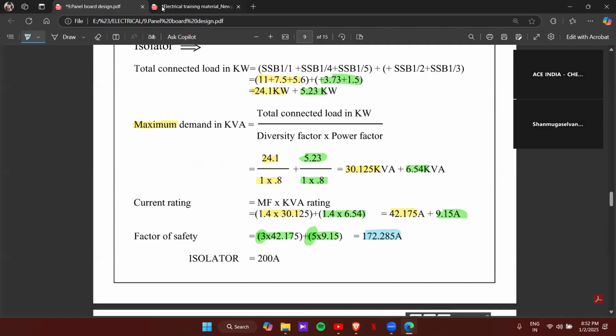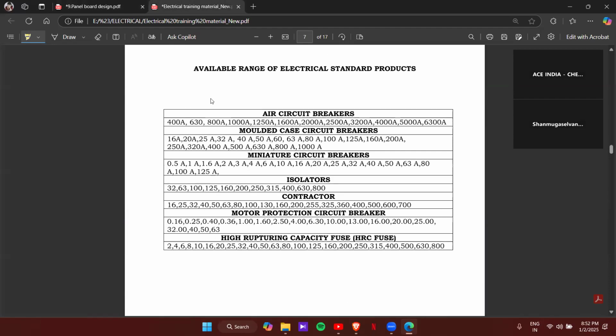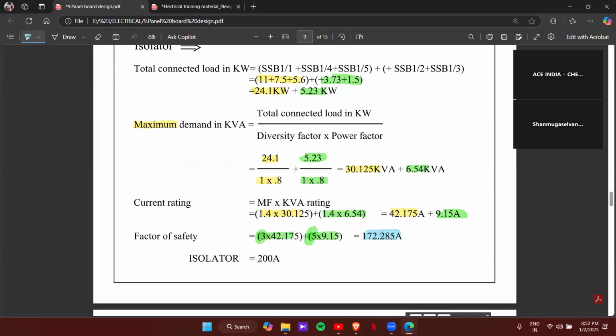So once you got this one, you can go to page number 7, then you can find out the available isolator rating. After 170, 160 is the next, then 200. Okay, so the rating will be 200 ampere. Okay, clear?